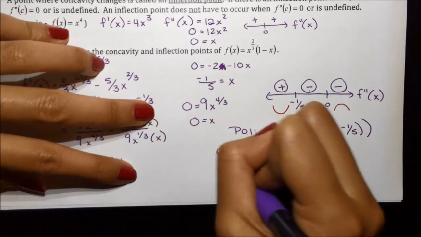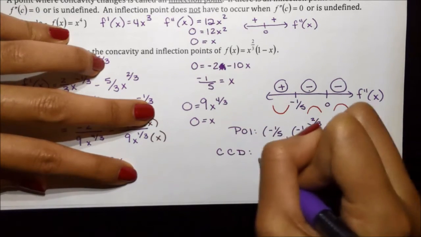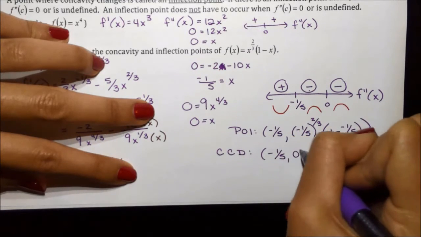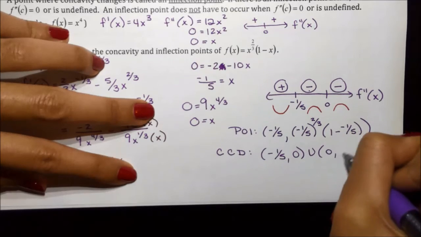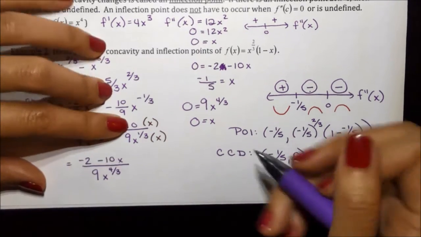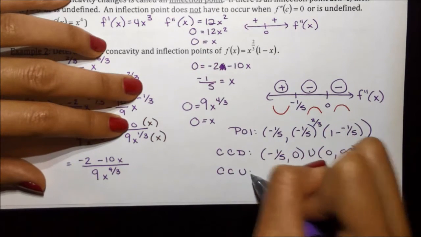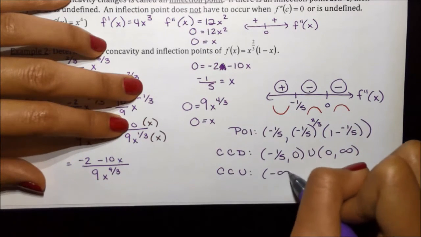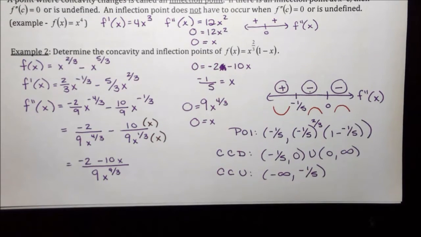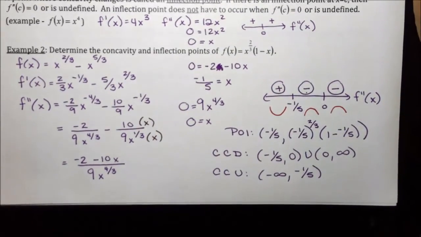Concavity, so it's going to be concave down on the interval -1/5 to 0 and 0 to infinity. We're not going to include 0 because remember it's undefined at 0. And then it's concave up from -infinity to -1/5. Okay? All right. That's increasing, decreasing in concavity.